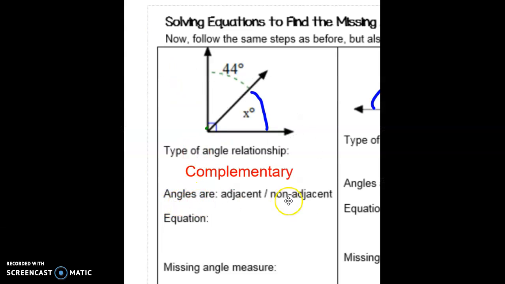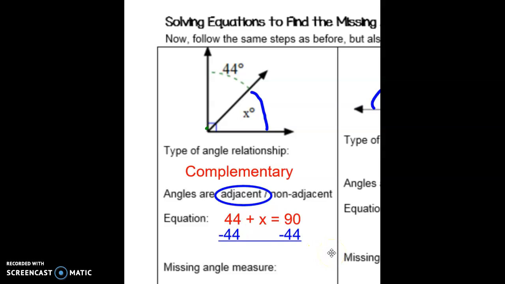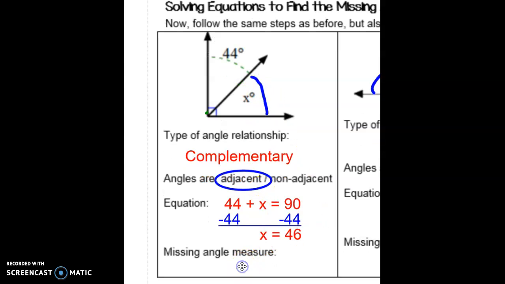We also know these two angles are adjacent. They're sharing this side here and this vertex. Now our equation, we have the angle we know, 44, and the angle we don't know, together needing to equal 90 degrees. We would then solve for x. We get rid of our constant, subtracting 44 from both sides, and we find that x equals 46. That means this measurement here, the missing angle measure, is 46 degrees.